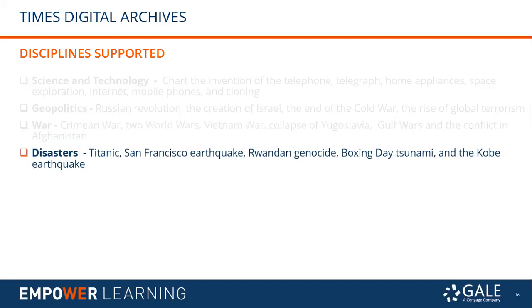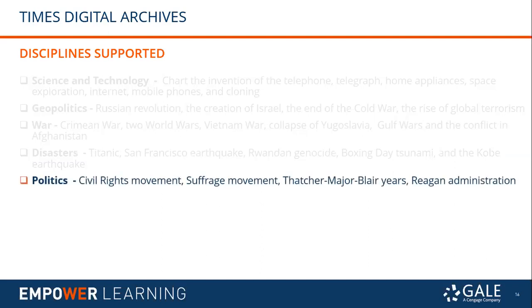Disasters, again, they tend to affect millions of people. So whether we're talking about the Titanic sinking, the San Francisco earthquake, the Rwandan genocide, or a tsunami in Asia, these things are covered within the newspapers. Politics. So again, whether we're looking at the civil rights movement, the suffrage movement, the Thatcher years, or the Reagan administration, politics is covered heavily in newspapers.